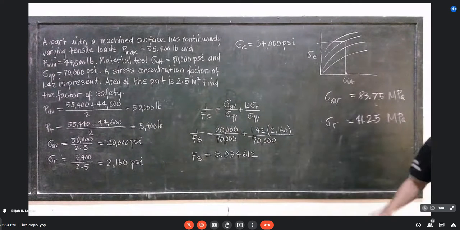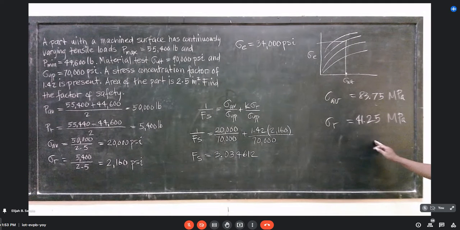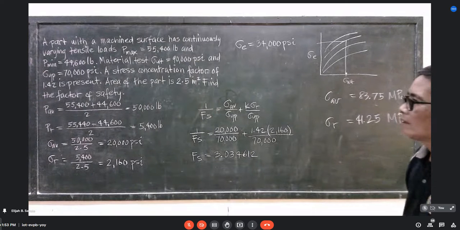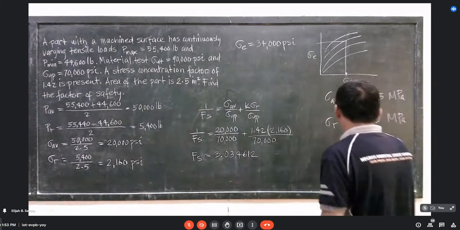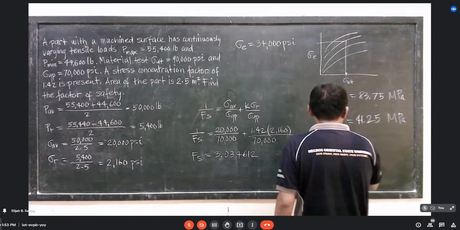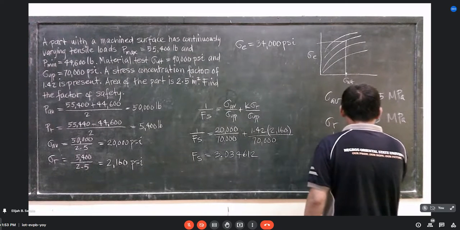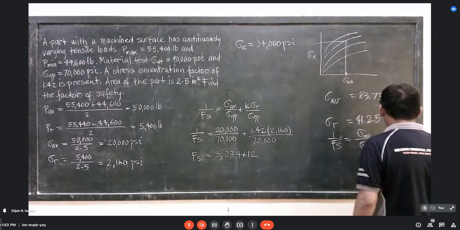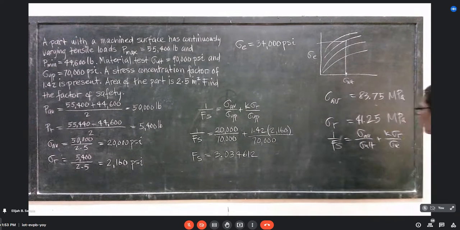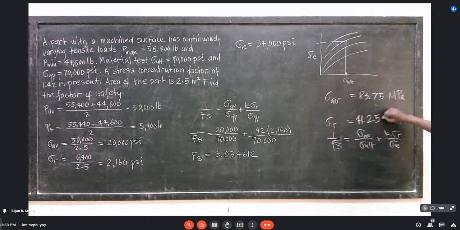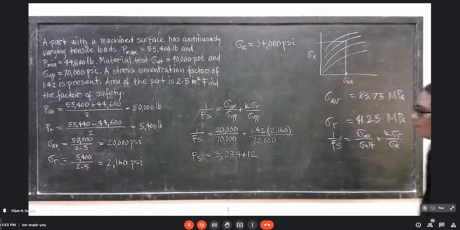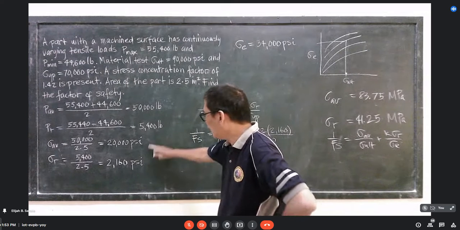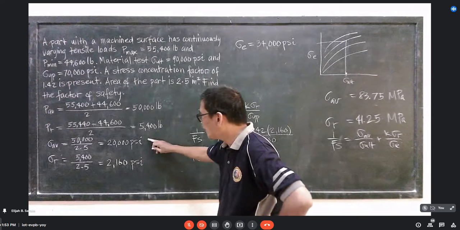And why did we use the formula at E? This formula: 1 over the factor of safety equals average over ultimate plus K range over endurance. Di ba? This is the formula we use for these stresses. Yes, sir. For this case, we have 20,000 and 2,000. Dako kayag diperensya, so the average is very much greater.